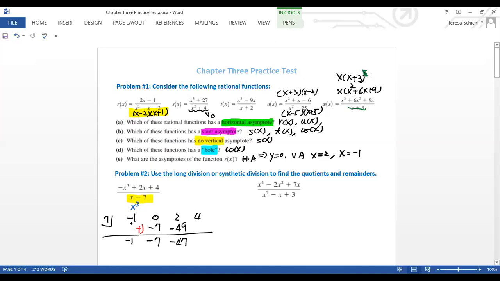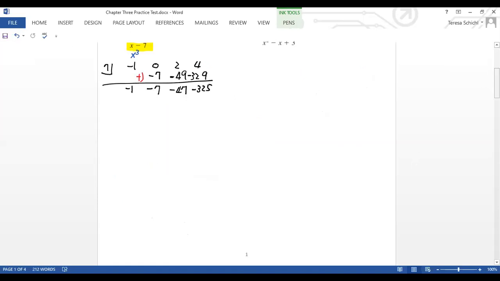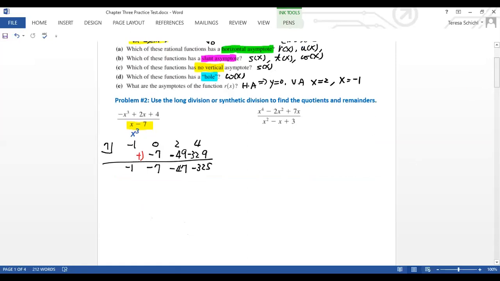And now negative 47 times 7: 7 times 7 is 49, so it's 329. Let's check: 47 times 7 is 329, so it's negative 329. Then you add them together, so it's negative 325. Now I got it. Remember, see how easy the synthetic is here?